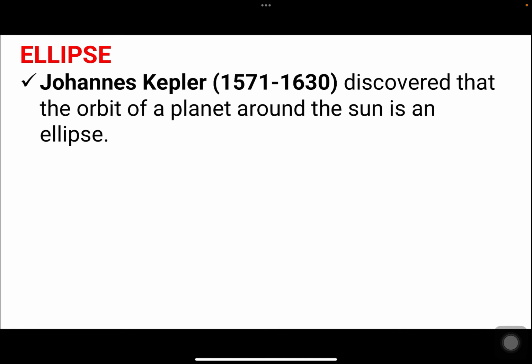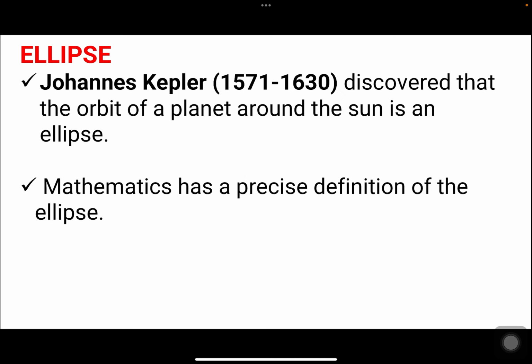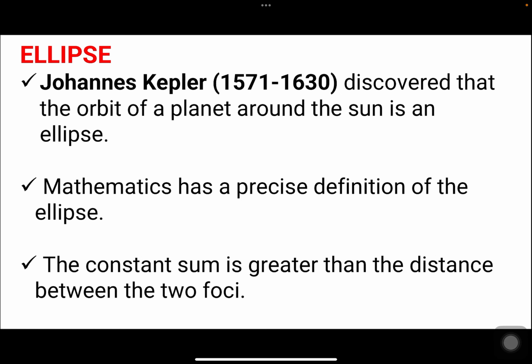Okay? Next. The ellipse, according to Kepler, is discovered to be the orbit of a planet around the sun. Even in our architectural designs in the Philippines, if you notice, Elliptical Road in Quezon City and the Philippine Arena, our sports stadium, it is an elliptical shape. So, mathematics has a precise definition of an ellipse. It is also defined that the constant sum is greater than the distance between the two foci.